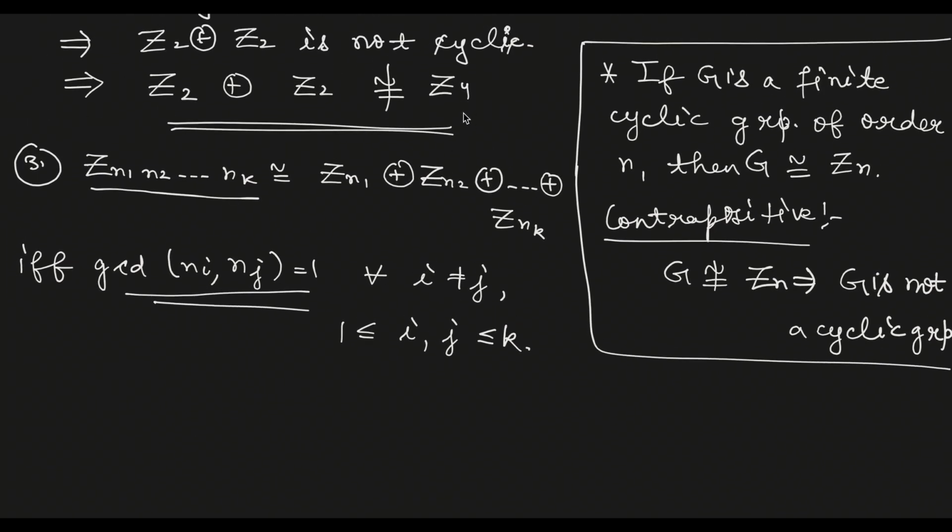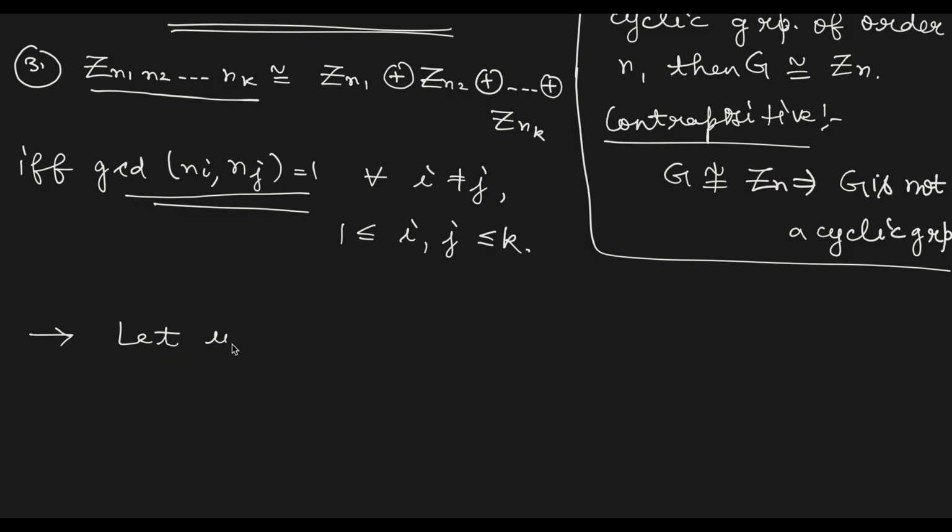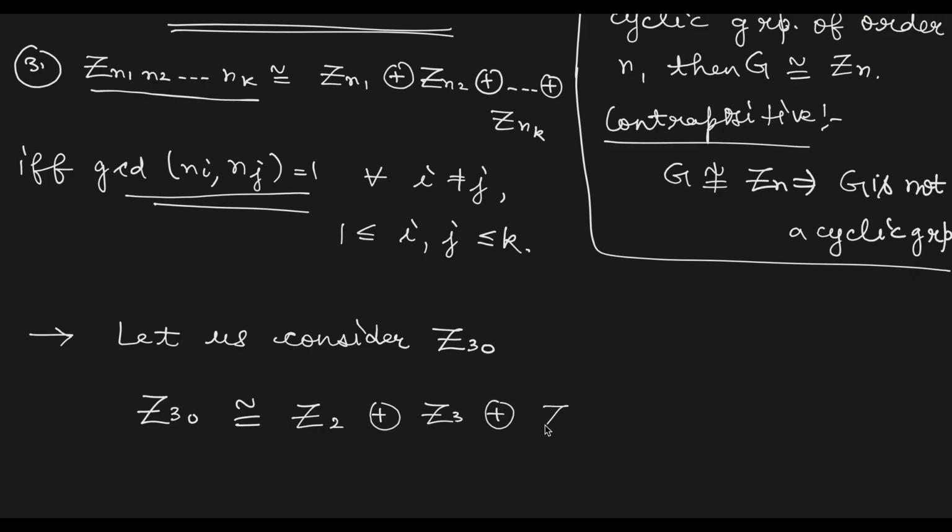Here n1 was 2 and n2 was also 2. Let us consider Z30. Now if I want to write Z30, then I need to write it as those Ni and Nj whose GCD will be 1. So I can write it as Z2 direct sum Z3 direct sum Z5. Simply the prime factorization of 30.